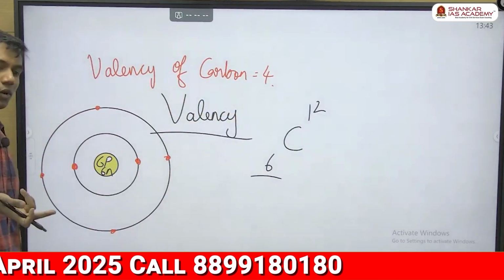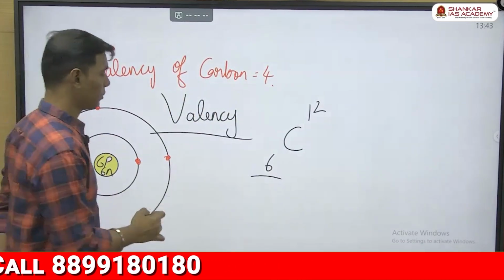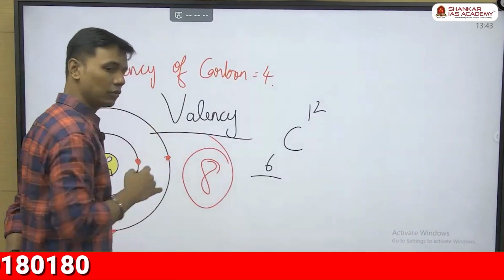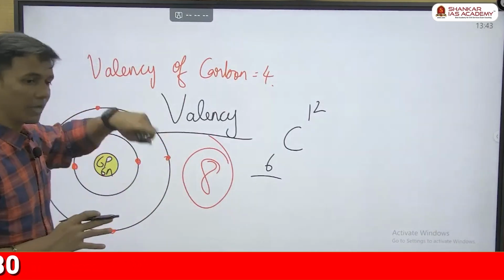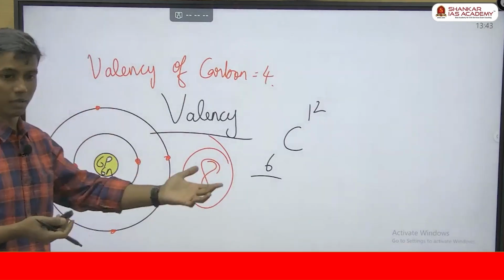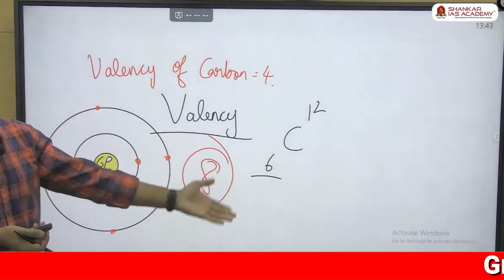It will either lose 4 electrons or gain 4 more electrons to reach the octet configuration, that is 8, so that it can have stability. If there is only 1 electron in the outermost shell, mostly it will try to lose it, because gaining 7 is difficult, losing 1 is easier.